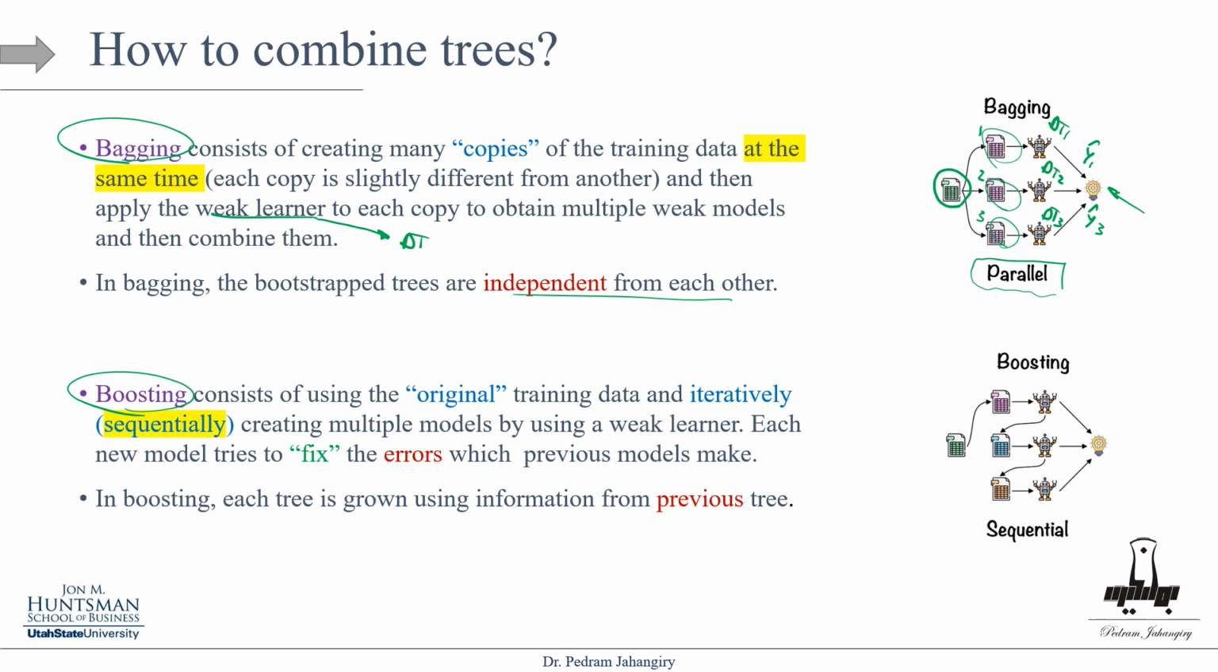So your random forest is an example of bagging. Basically, bagging decision trees and random forest are two decision tree-based models that use the bagging methodology. The other one is boosting.